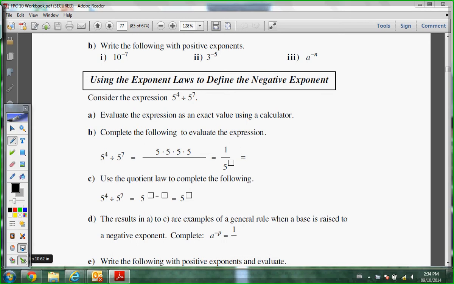So these ones we already did. Remember, 10 to the negative 7th makes 1 over 10 to the 7th. 3 to the negative 5th, 1 over 3 to the 5th. And 1 over 8 to the n. Okay, so now this is the part we're getting to.